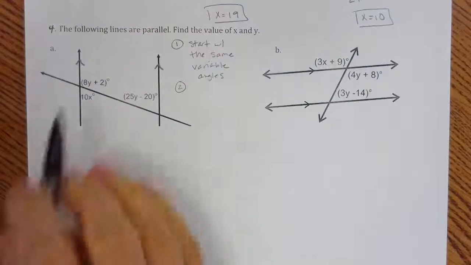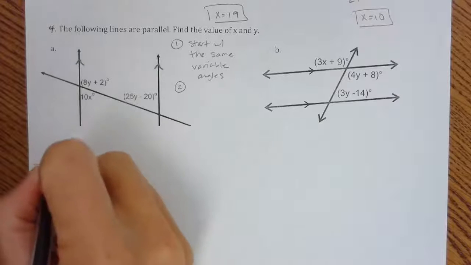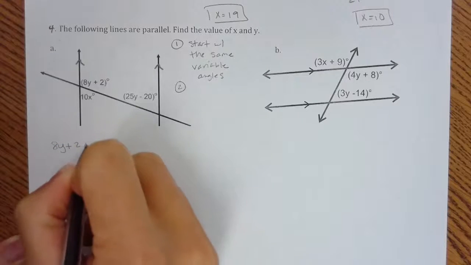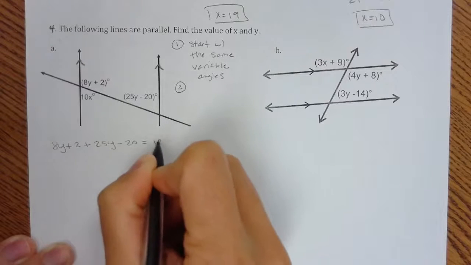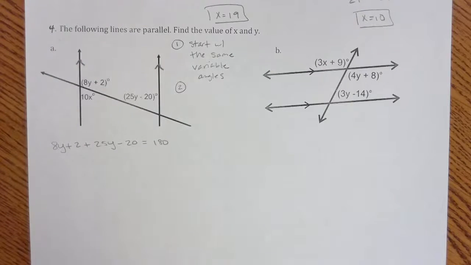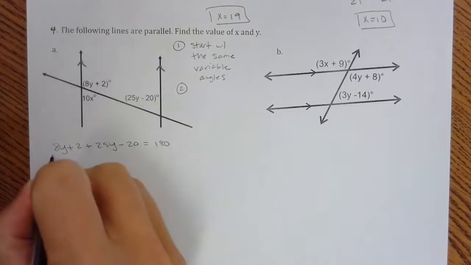Since these two have y, and we know that they add to 180, we're going to take 8y plus 2 plus 25y minus 20 and set them equal to 180. And we're going to go ahead and solve that. So go ahead and pause the video and solve it if you have not already done so. Okay, we're going to check your work.